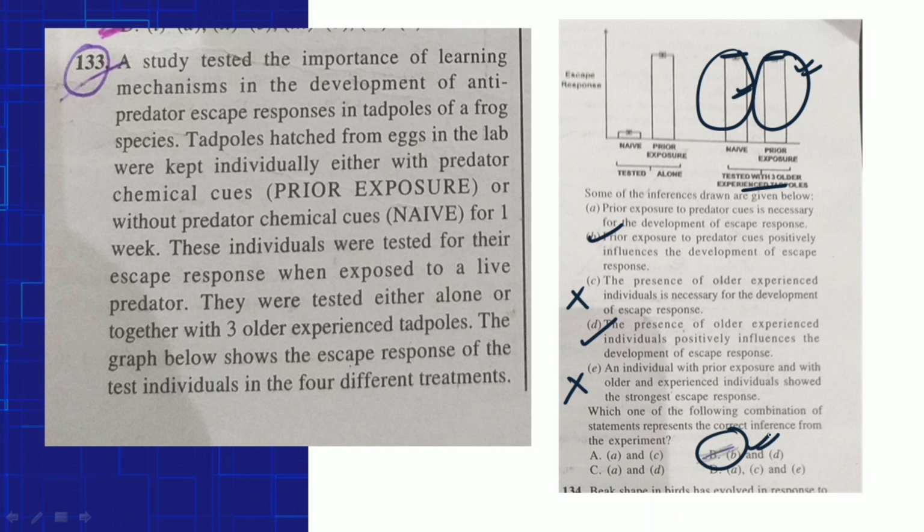If you look into the first option, which says that prior exposure to the predator is necessary for the development, this is a correct statement, but you can see in the first graph, the naive ones, which did not have any prior exposure, showed an increase in the response after the experienced tadpoles were added to this particular group. Hence option A is completely incorrect. So we have the correct answer as option B, that is B and D are correct. If you eliminate option A in the first step itself, you can easily eliminate 3 of them and get the final answer as option B.